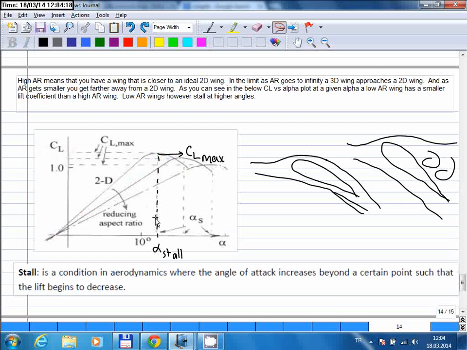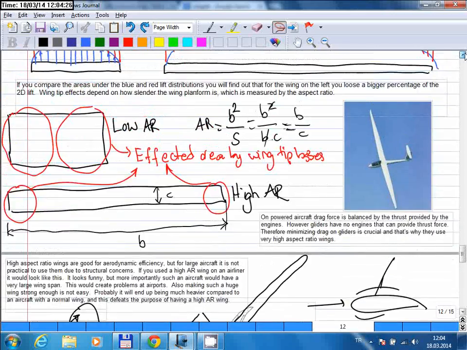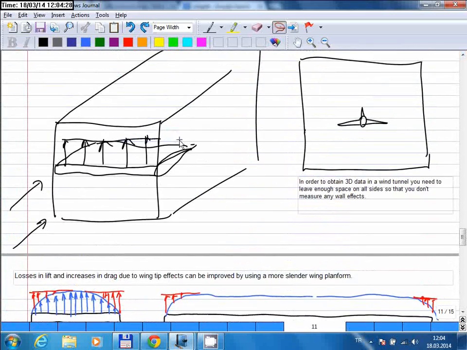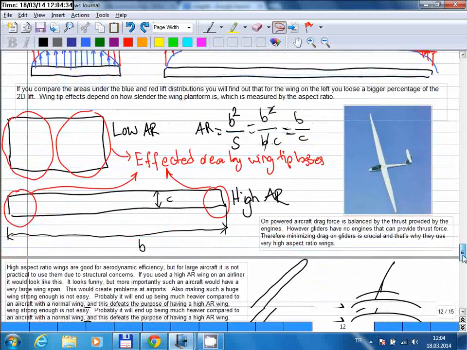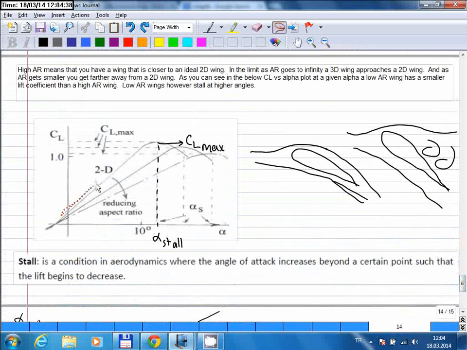So basically, if you start with a two-dimensional wing, which you can obtain in a wind tunnel as I explained earlier. So you make a test wing that fills the entire test section, test area. So the data you collect for that will be a two-dimensional wing. So this is what you get, okay?